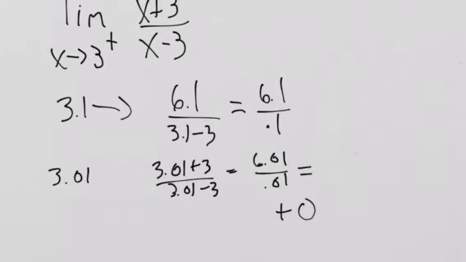And if we take 6.01 and divide it by a number close to 0, that result is going to be bigger and bigger and bigger. So this limit is equal to infinity.